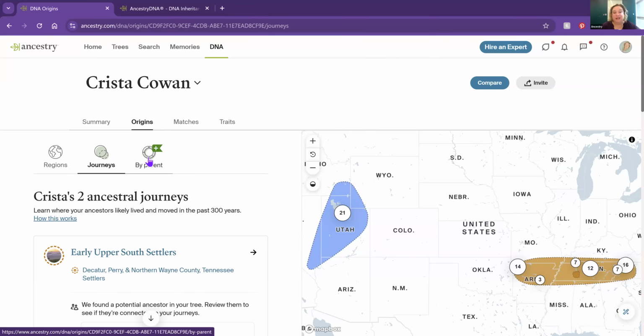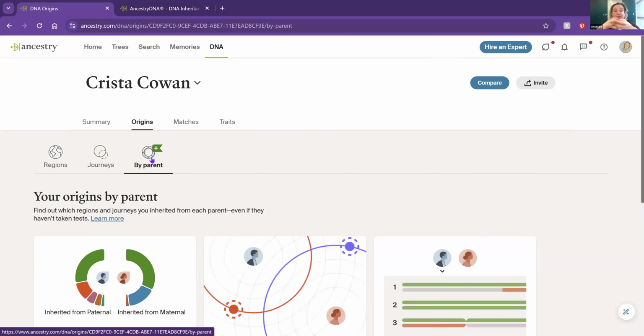Now, this next piece. All of this is what we call origins: your regions that connect you to where your DNA was in the world 500 to 1,000 years ago, and your journeys that connect you to places where you have family who have lived within the last 300 years. And then for those of you who have an Ancestry subscription, you're going to have access to some additional information. You just get the journeys and the regions for free if you've taken a DNA test. But if you want to see some more granular detail, you have to have any level of Ancestry subscription. And that is what's called by parent.